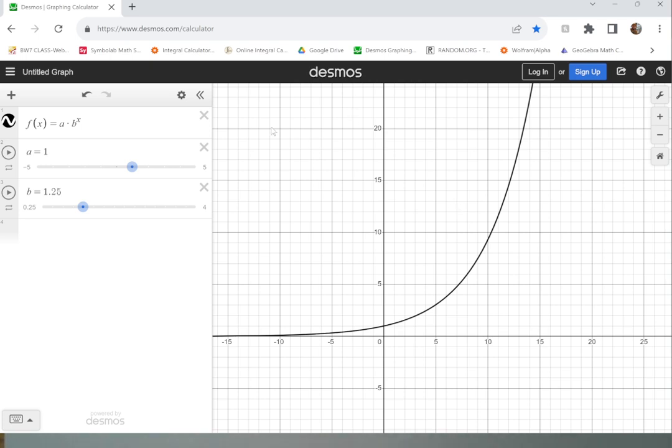I have it set up here, f of x equals a times b to the x. I have these sliders set up to vary the value of a and b. First let's take a look at a, so you can see what effect it has when a is positive. It looks like it's making the graph slightly steeper. It changes the y-intercept for sure, because when x is 0, b to the 0 is 1, so it's a times 1. So the value of a will change the y-intercept.